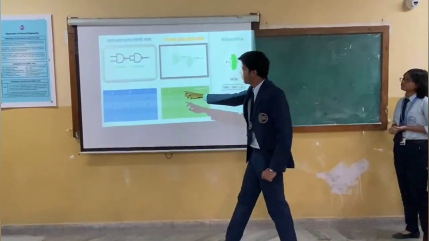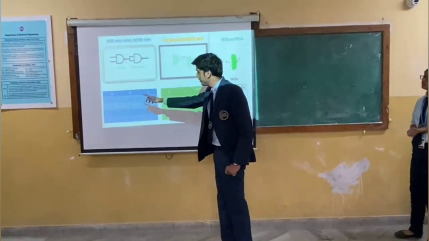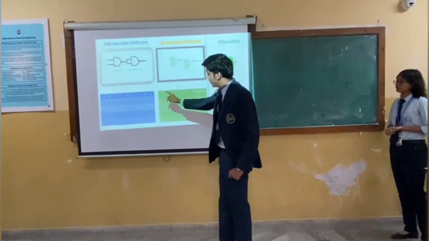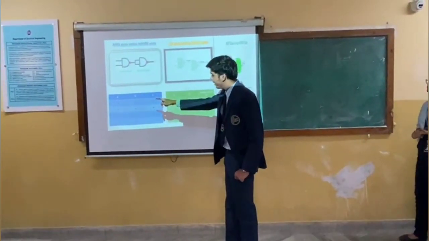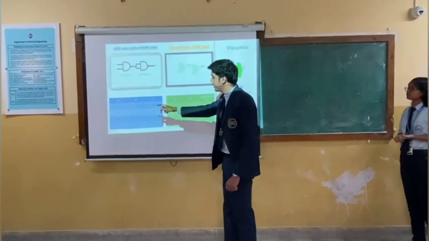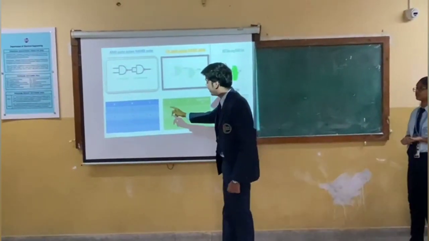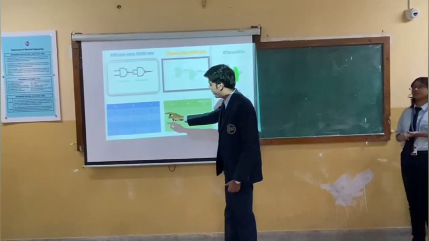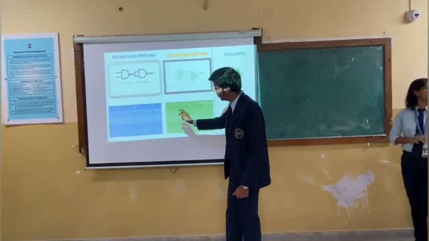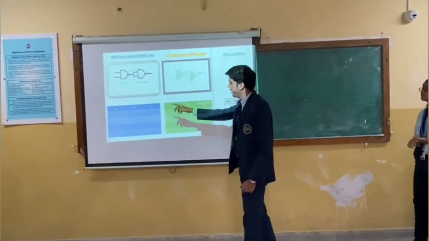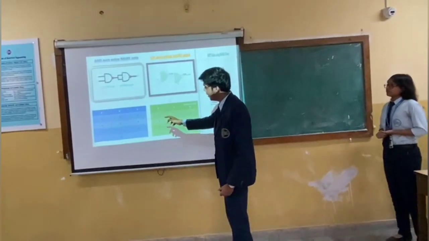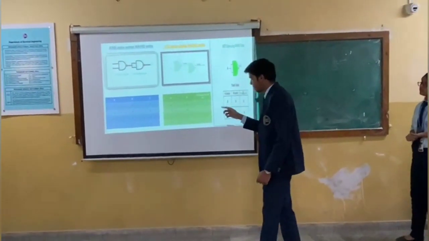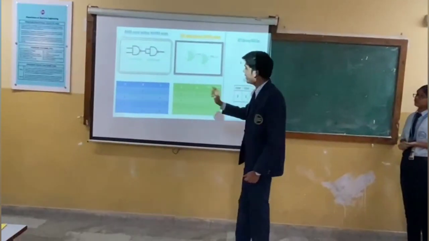When A input is low and B input is low, the output is low. The second, A input is low and B input is high, the output is low. Again A input is high and B input is low, our output is low. And when A input is high and B input is high, we get the output high.